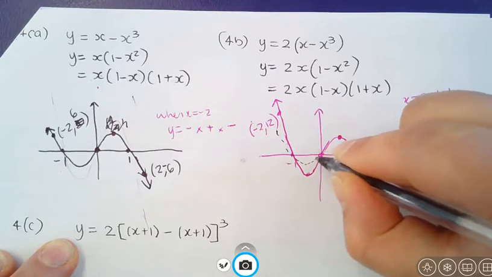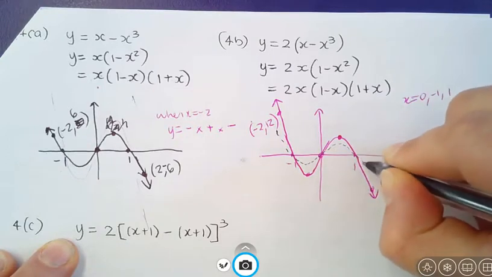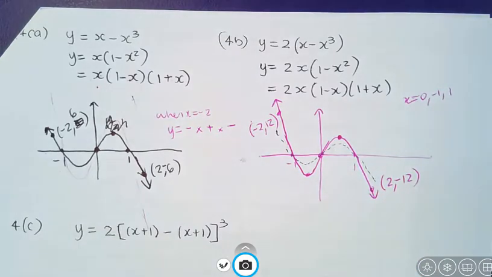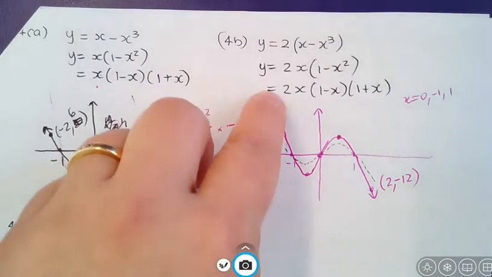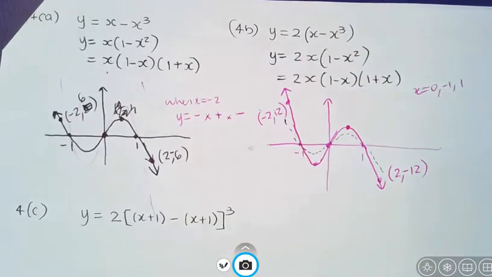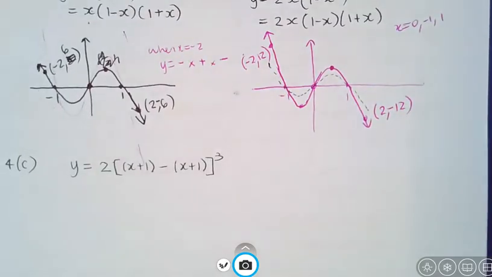Look. That would have been the original one. Now, so this is steeper. The pink one is steeper. Okay? What about this one?